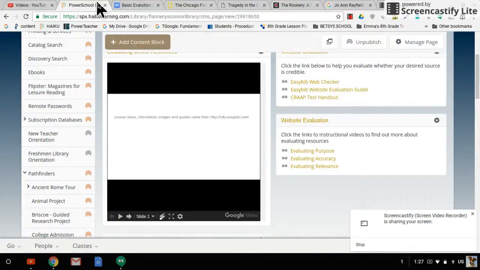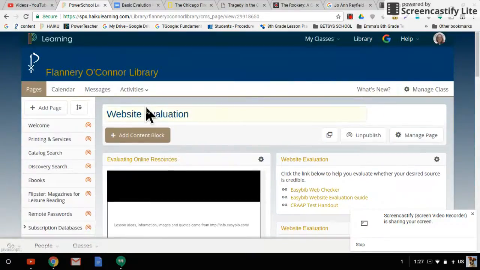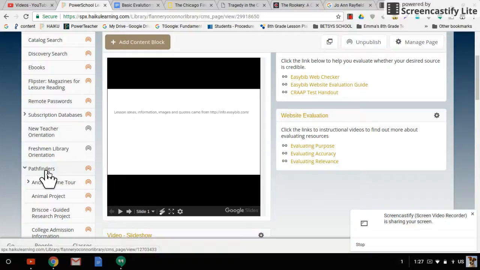Okay, this is on evaluating websites, and I got to this page titled Website Evaluation under Pathfinders on the library's Haiku page. Come over here and get the CRAP test. You're trying to figure out whether the website's crap or not, but CRAP actually stands for currency, relevancy, accuracy, authority, and purpose. Anyway, I've actually made one for Pius.